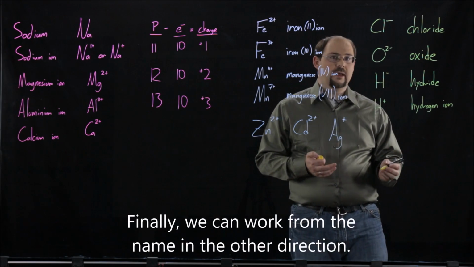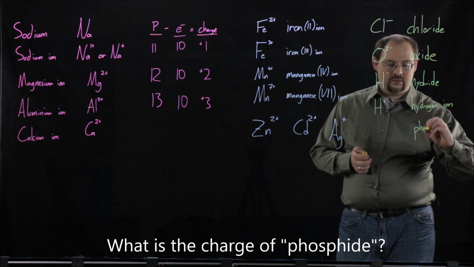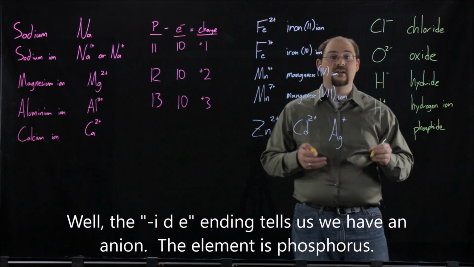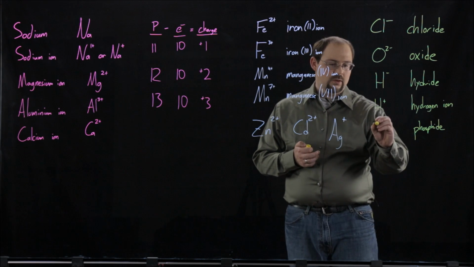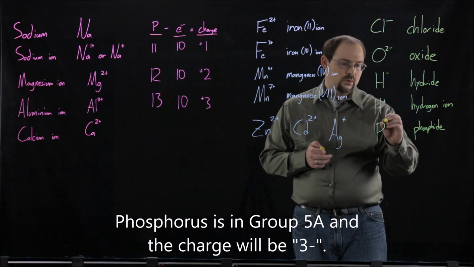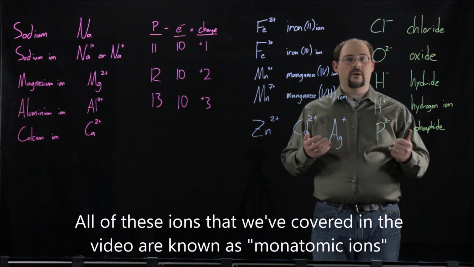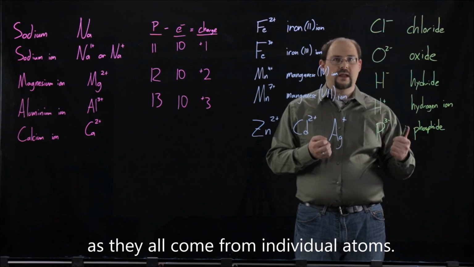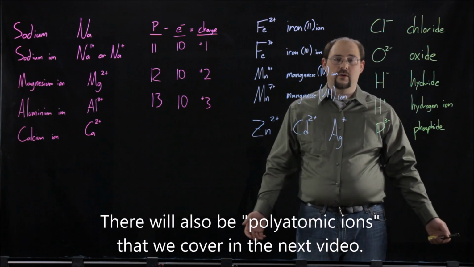Finally, we can work from the name the other direction. What is the charge of phosphide? Well, the IDE ending tells us we've got an anion. The element is phosphorus. Phosphorus is in group 5A, and the charge will be 3-. All of these ions that we've covered in the video are known as monatomic ions, as they all come from individual atoms. There will also be polyatomic ions that we cover in the next video.